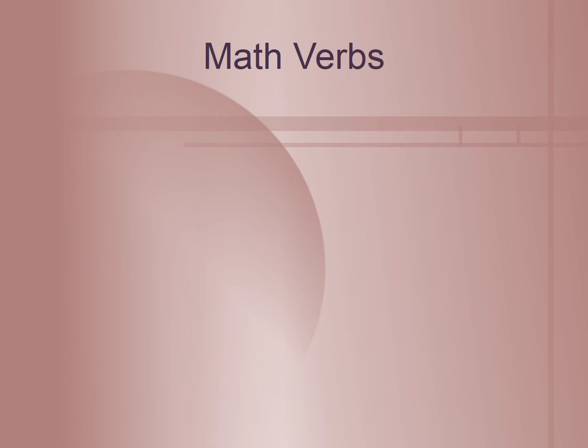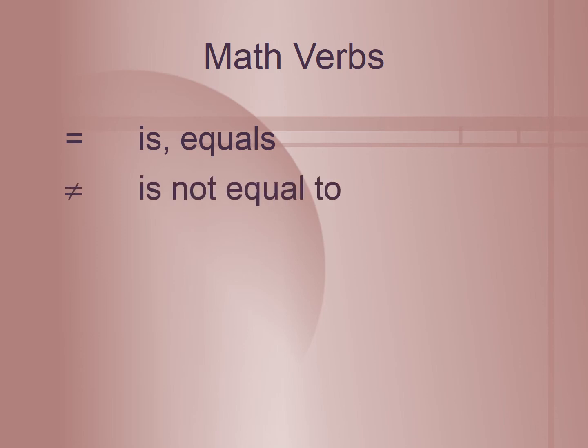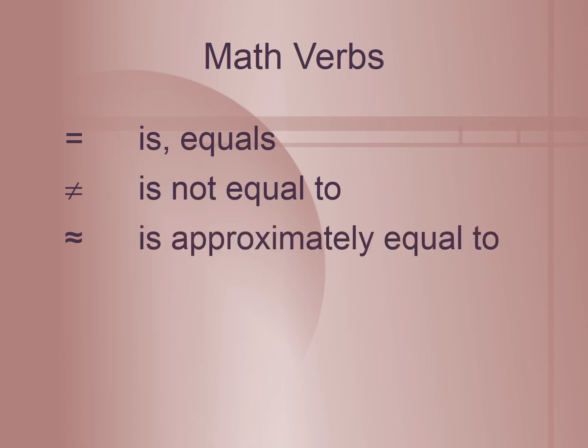Let's review some math verbs. These are symbols and notations that you're going to need to know. The first one is this. This is equals, which in math verbs is "is." And then we have this symbol, which is "not equal to." Then we have this. It almost looks like an equal sign, but it's a little squiggly. That means "is approximately equal to."